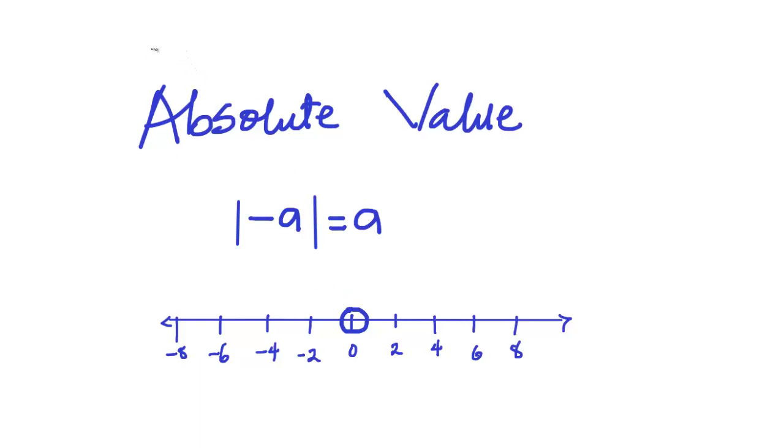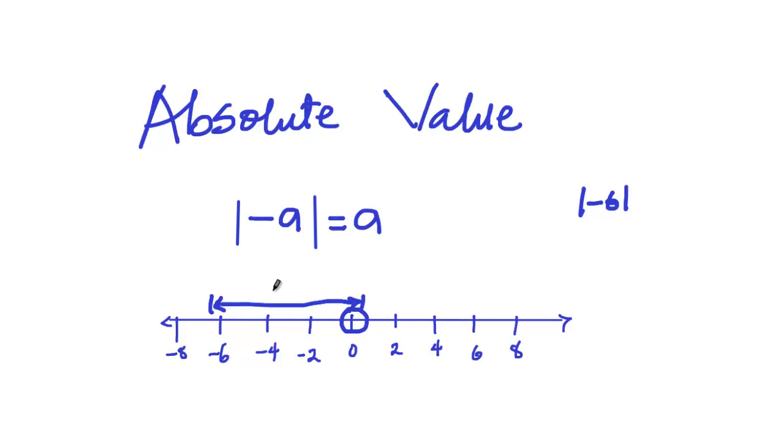Let me give an illustration. For instance, we have a number line here, right? On this number line we can determine the absolute value of minus 6. So the absolute value of minus 6 is actually the distance of minus 6 from the 0 point, which is the origin. So what is the distance of minus 6 from 0? That is the positive difference.